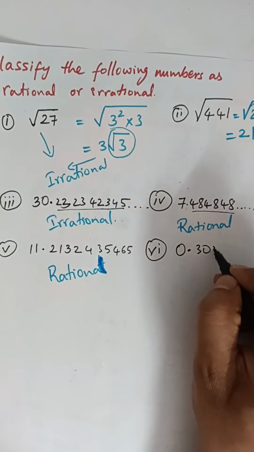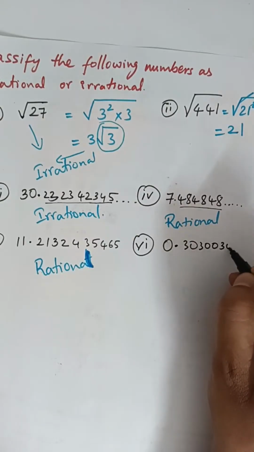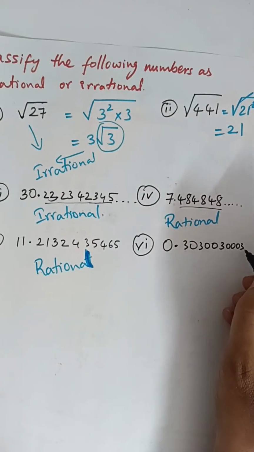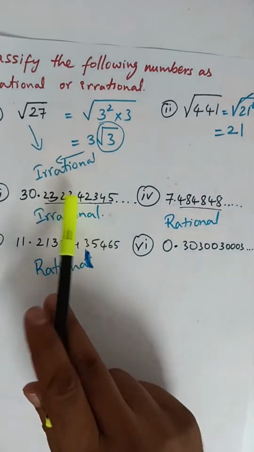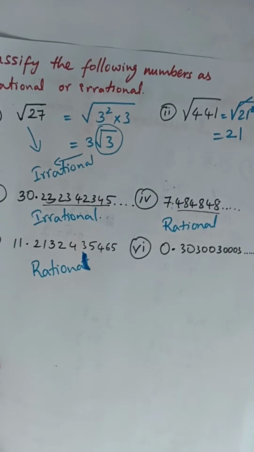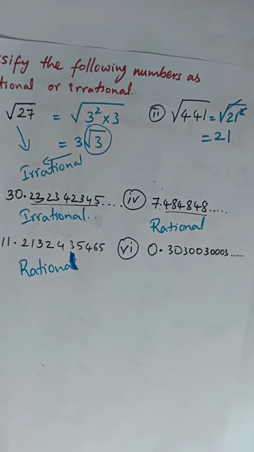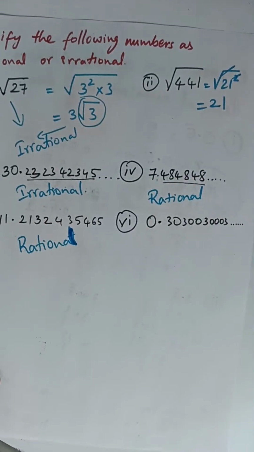0.30300300030003 and so on. This is rational or irrational. Think, take all the questions and your set it as an example and tell, explain. Is it rational or irrational?